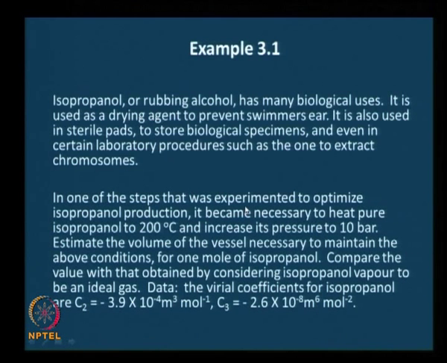In one of the steps that was experimented to optimize isopropanol production, it became necessary to heat pure isopropanol to 200 degrees C and increase its pressure to 10 bar. What is required here is to estimate the volume of the vessel necessary to maintain the above conditions for 1 mole of isopropanol. Compare the value with that obtained by considering isopropanol vapor to be an ideal gas. So, that would quickly give you the kind of variations that you would expect when something is real and you use an ideal gas expression to represent it.